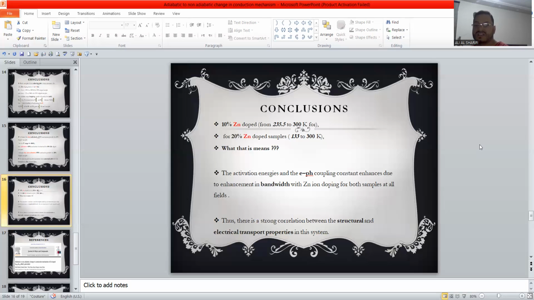Thus, there is a strong correlation. The strong correlation between what? Between structural and electrical transport properties. Strong correlation between structural and electron transport properties in the system.